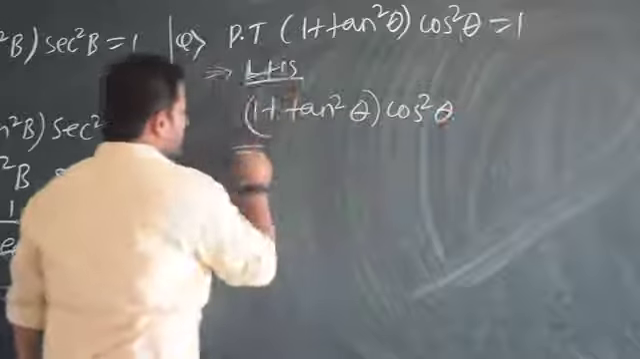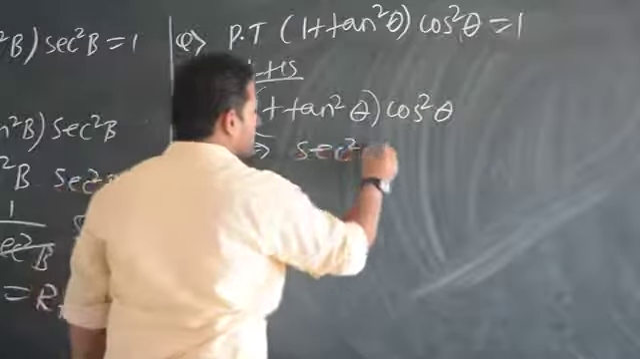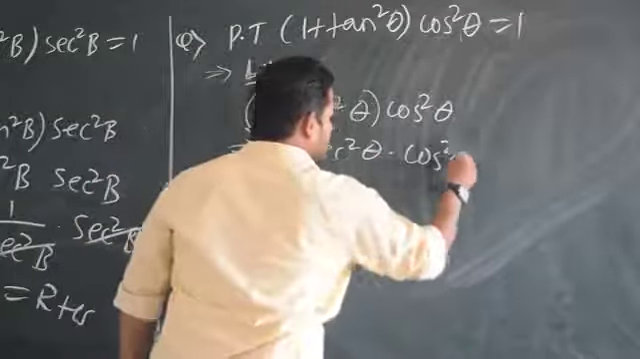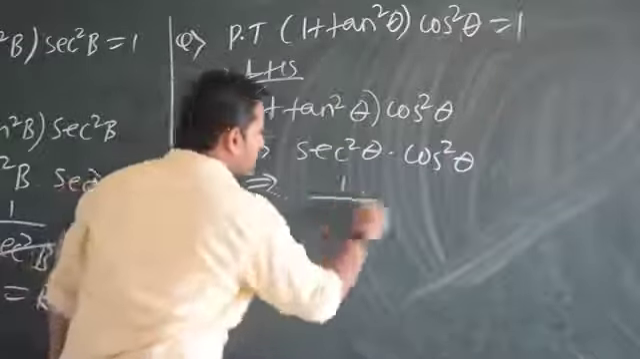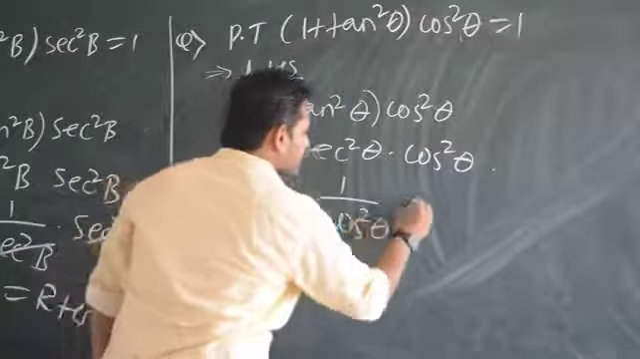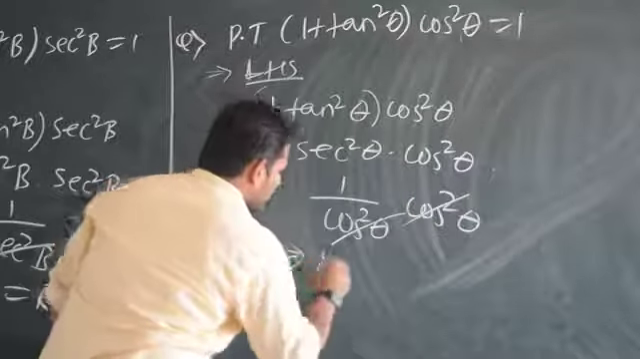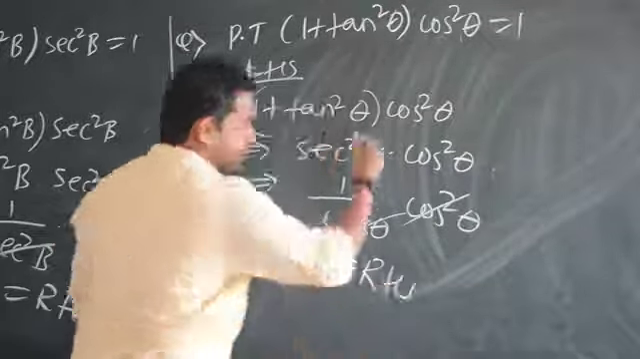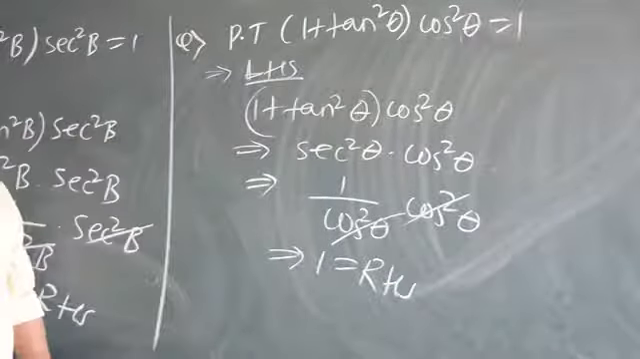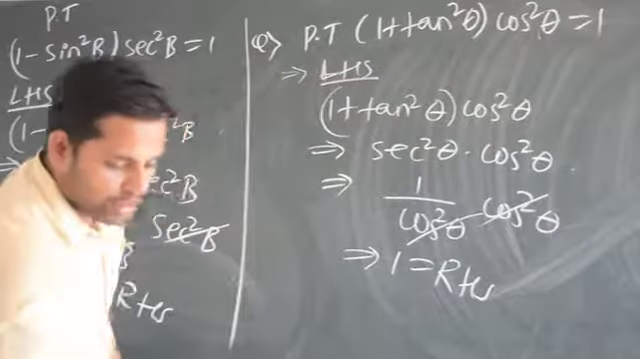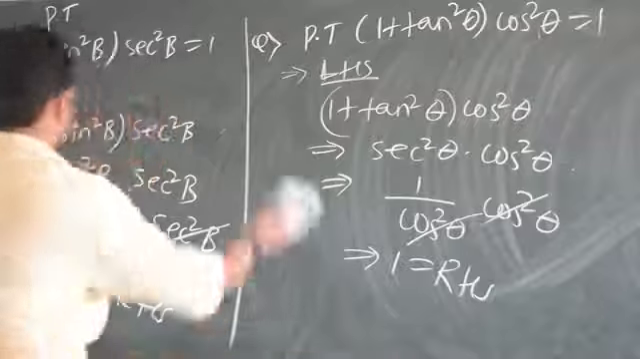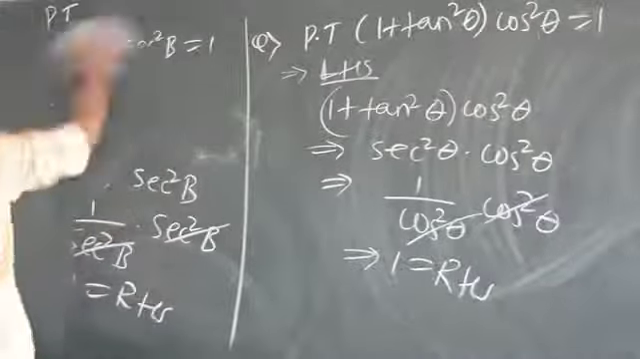1 plus tan square theta can be written as secant square theta. Secant square theta into cos square theta. This secant square theta can be written as 1 over cos square theta. So 1 by cos square theta into cos square theta, they get cancelled. So that is equal to 1. That is equal to RHS. Simple, right? You must be having a lot of fun while solving these kinds of problems. Let's get into the next question now.